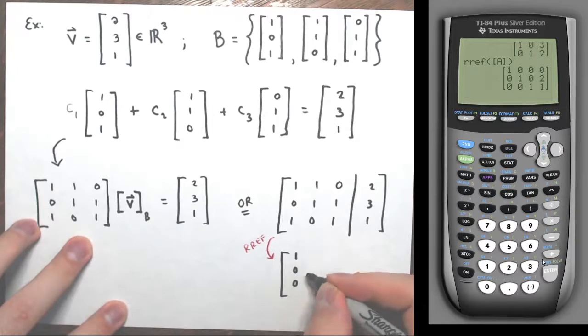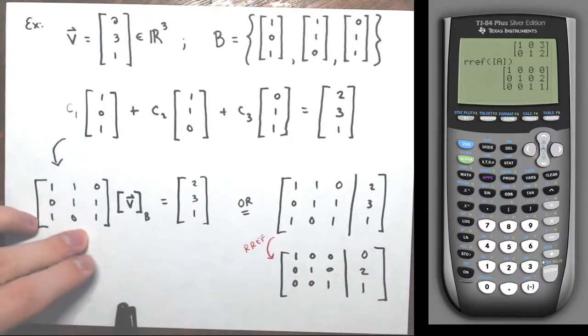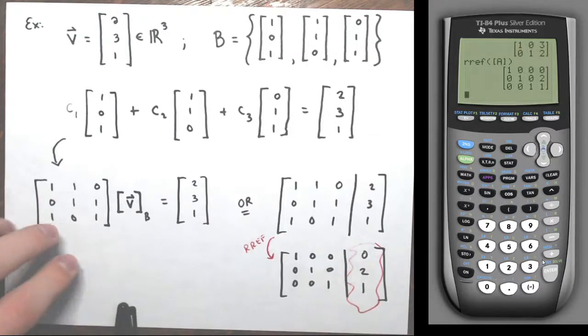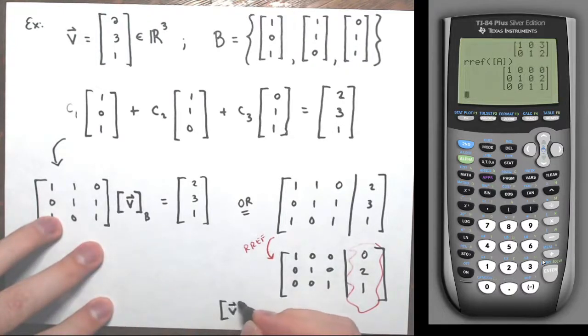All right, and we get this: 1, 0, 0, 0, 1, 0, 0, 0, 1, and then 0, 2, 1. And there you go. There are the coordinates right here. This would imply that C1 is 0, C2 is 2, and C3 is 1. So from here I'm getting that the coordinate vector with respect to basis B is the vector with 0, 2, 1.